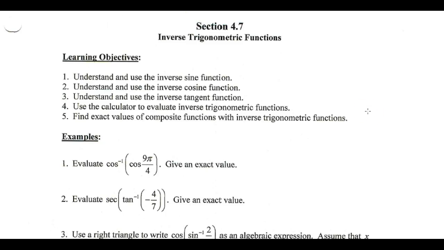Okay, everybody, halfway through week 5, we're getting into section 4.7. And in 4.7, we need to talk about inverse trigonometric functions. Okay, so these are the objectives. We're going to talk about the inverse sine, cosine, and tangent, learn how to evaluate these using a calculator, and also talk about composite functions with these.